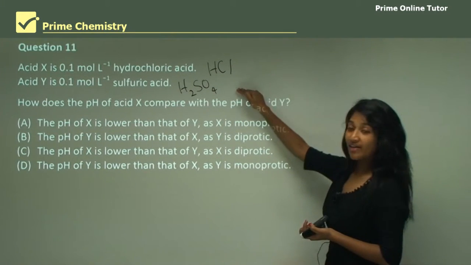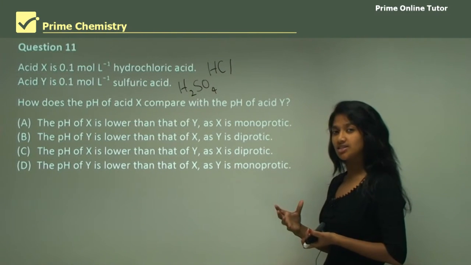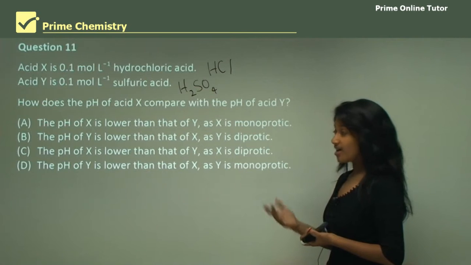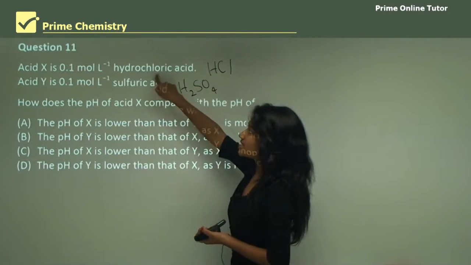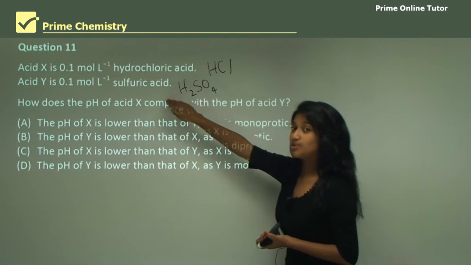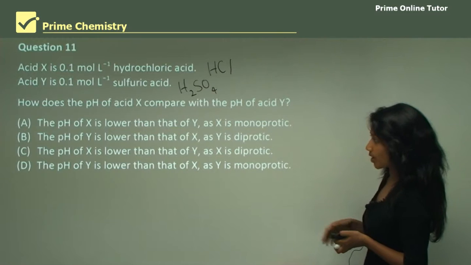These two would have different pHs. But remember, we learned that the pH is a measure of the concentration of the hydrogen ion. So we have the concentration of the acids, and that means the concentration of the hydrogen ions between these two acids should be different. So we'll consider each option one by one.